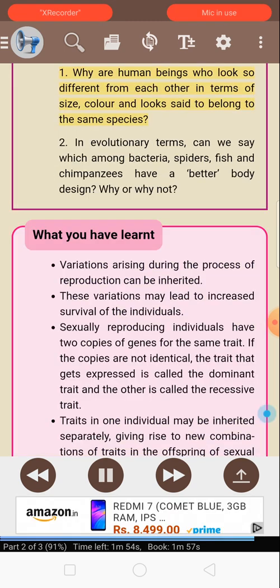Questions. 1. Why have human beings who look so different from each other in terms of size, color, and looks said to belong to the same species? 2. In evolutionary terms, can we say which among bacteria, spiders, fish, and chimpanzees have a better body design? Why or why not?